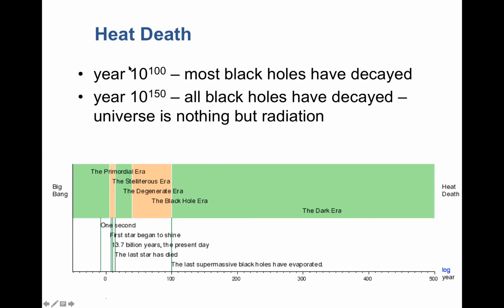Now, it turns out that black holes can decay too. We talked about this when we talked about black holes. Hawking radiation can slowly rob them of energy and mass. It takes a very long time, but hey, we're the universe and we can have 10 to the 100 years. 10 to the 100 is an extraordinary number.